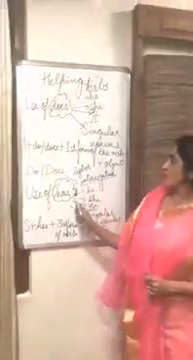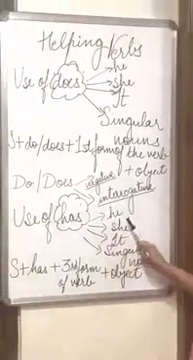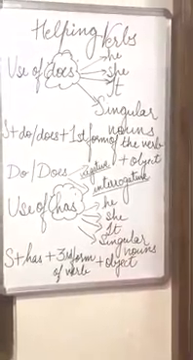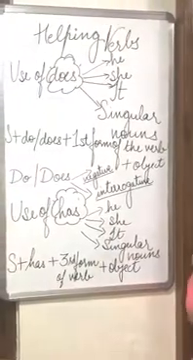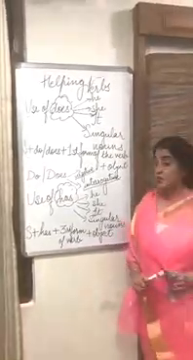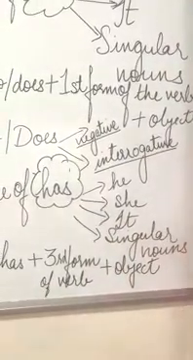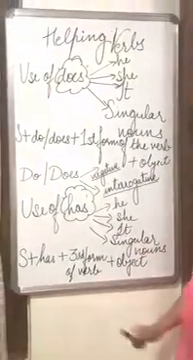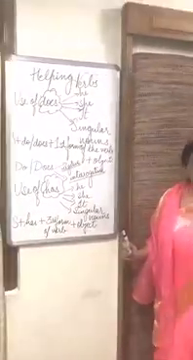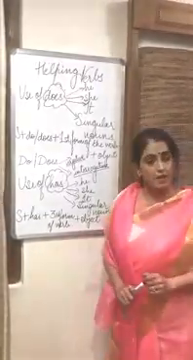Now let's come to the use of has. Has comes with the subject he, she, it and singular nouns. Has is also used in present perfect tense. Has is used with the subjects, I'll repeat, he, she, it and singular nouns. So the format becomes subject, has, third form of the verb. Always remember third form of the verb and the object.